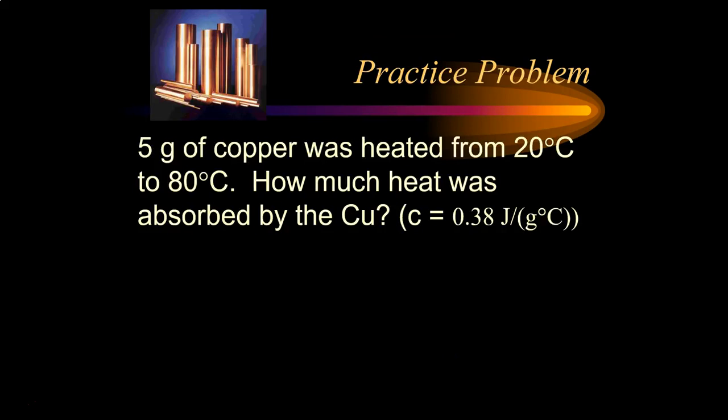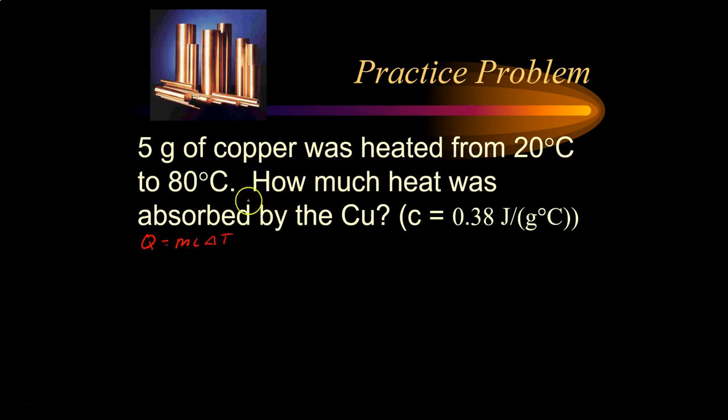So what does this look like in a problem? Say we have 5 grams of copper, which heated from 20 degrees Celsius to 80 degrees Celsius. How much heat was absorbed by the copper? The C is 0.38 joules per gram degree Celsius. Well, we know Q is equal to MC times delta T. So we have to identify what all these are.